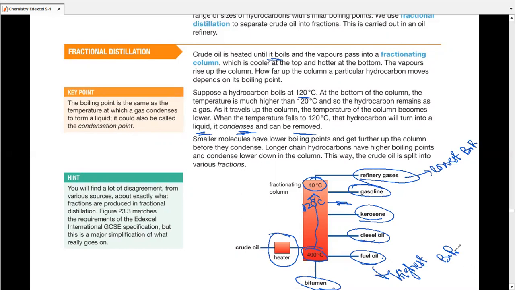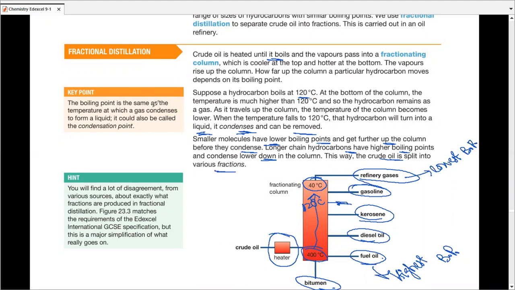Higher the boiling point, the lower position it is going to occupy in the fractionating column. Lower the boiling point, the higher it is going to rise up in the fractionating column and will turn out at higher checkpoints. The same thing is written in the paragraph. Smaller molecules have lower boiling points, they get further up the column before they condense, and the longer chain hydrocarbons have higher boiling points, they condense lower down in the column. This way, the crude oil is split into various fractions.